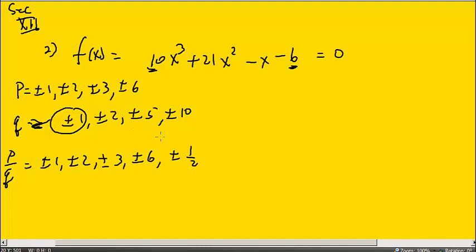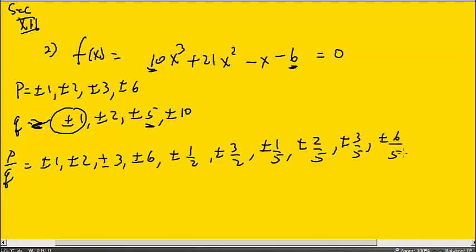But 2 over 2 is 1, so that's right there. Then plus or minus 3 over 2, and then I have 6 under the 2. The 2 under the 6 is going to be plus or minus 3, and I already have that. Then I'm going to use 5, so it's going to be plus or minus 1/5, and then plus or minus 2/5. Then when I put the 5 underneath the 3, I'm going to get plus or minus 3/5, and when I put it underneath the 6, I'm going to get plus or minus 6/5.